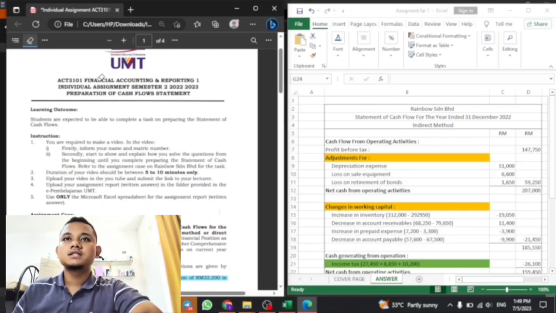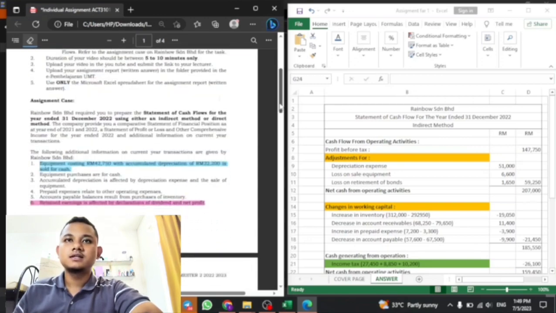So today I want to present my assignment for the subject ACT3101 Financial Accounting and Reporting 1. This assignment requires me to prepare the statement of cash flow for the year ended 31st December 2022 using either the indirect method or the direct method. The company provided the comparative statement of financial position as at the year end of 2021 and 2022, the statement of profit or loss and other comprehensive income for the year ended 2022, and additional information of current year transactions.